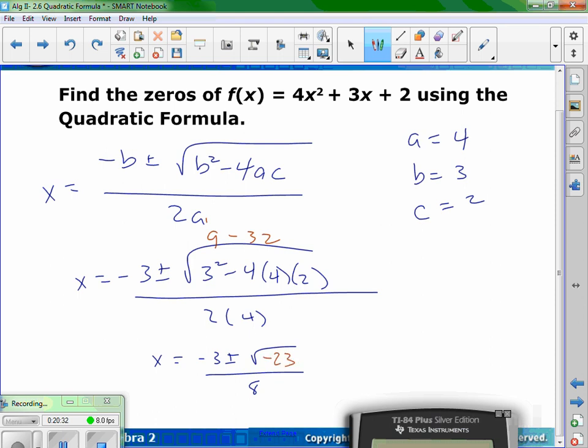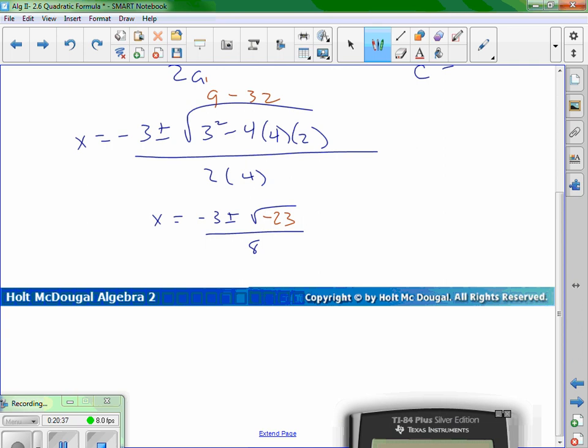I have a problem. What's my problem? I have a negative radical. What happens when I have a negative inside the radical? I. What does I stand for? Negative 3 plus or minus i square root of 23 all over 8.